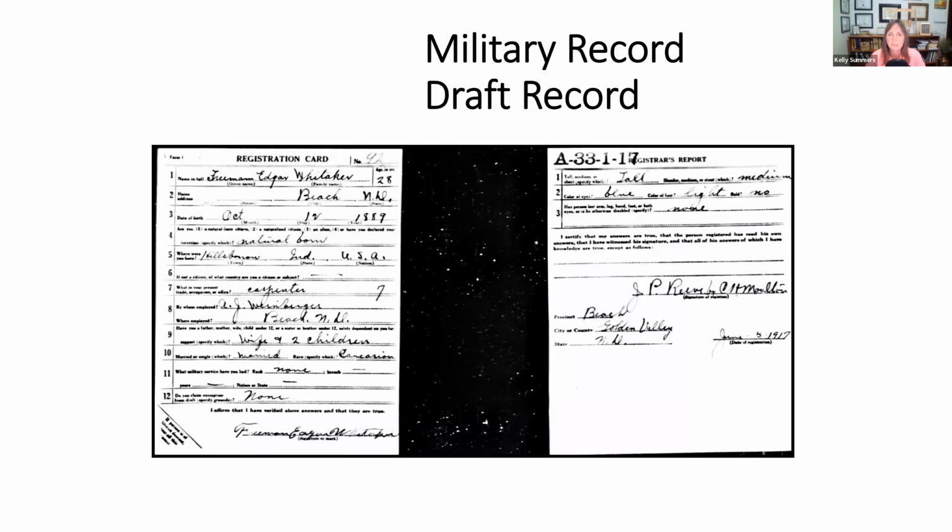Okay, here we have a military record. This is a draft registration record, and it is for Freeman Edgar Whitaker, who is 28. He lists his birth date as the 12th of October, 1889, and his birthplace as Hillsboro, Indiana. Now, we can consider that this information will be accurate to his knowledge. He filled out this form and he provided the information.